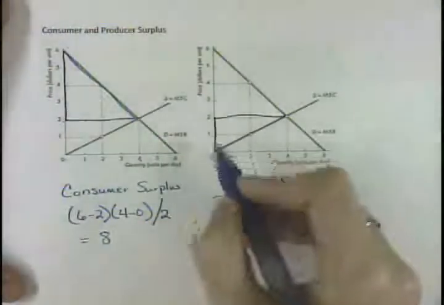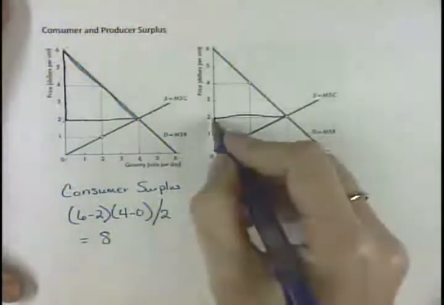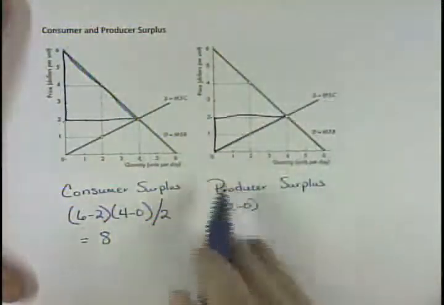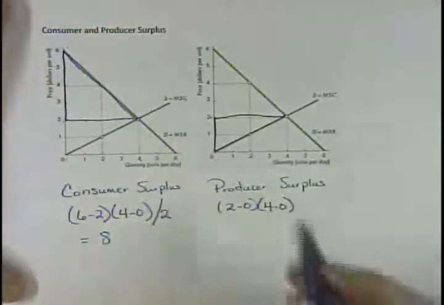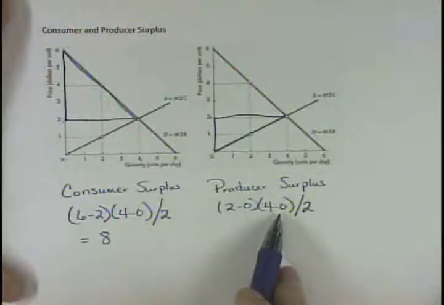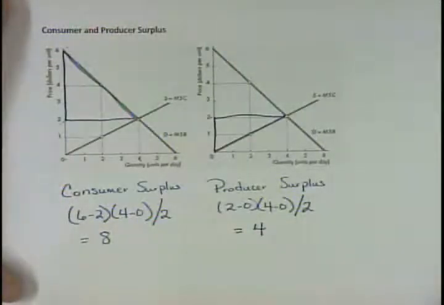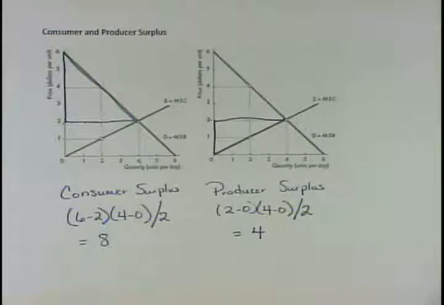We're going to do it the same way. We're going to find the height times the base and then divide it by 2 because it's a triangle. So here we have 2 minus 0. That's my height, 2 minus 0. Our base is 0 to 4, or 4 minus 0. We're not going to forget to divide that by 2. So we're going to have 2 times 4 divided by 2 is 4. Our producer surplus is then 4. The sellers are now $4 better off because they would be willing to sell at a price lower than they have to.